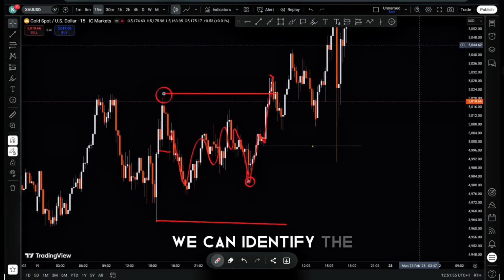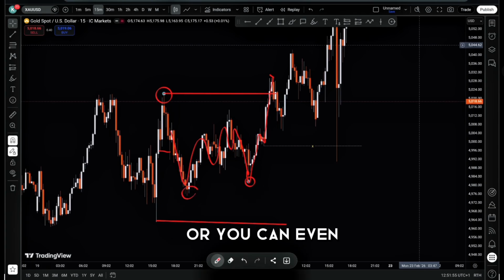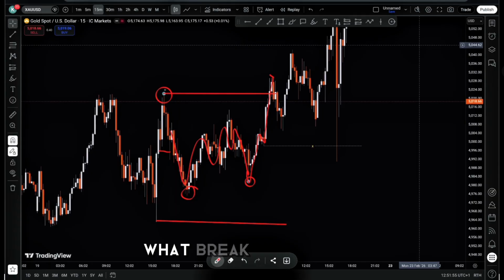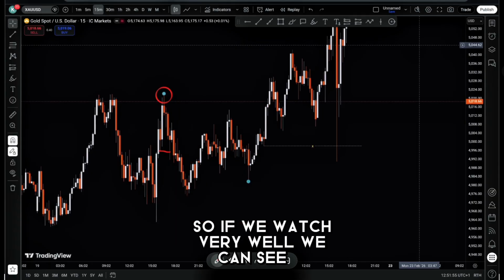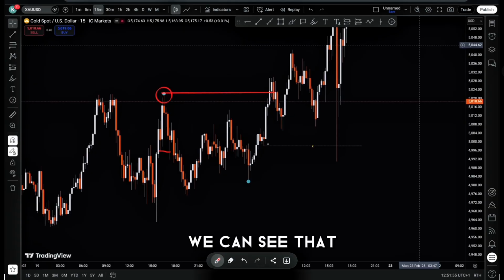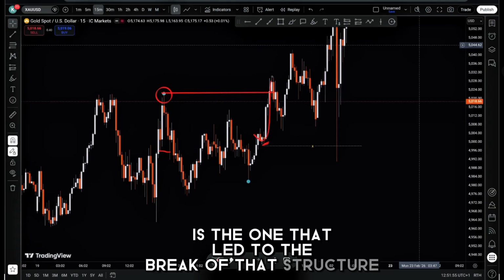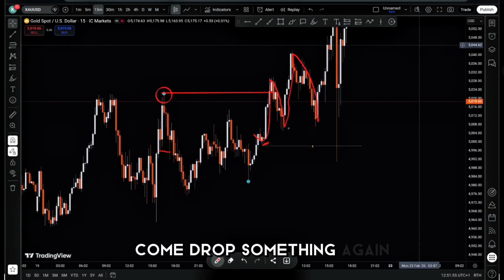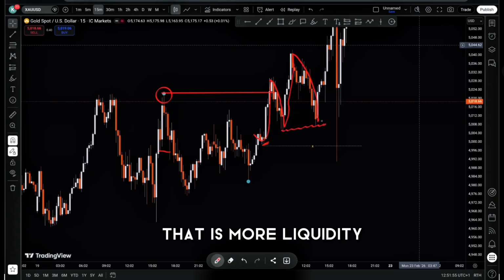So if it breaks it, we have the low here. We can identify the low here, or you can even take this low if you like. But normally what is our interest is the low that caused price to what? Break this high here. If we watch very well, we can see, if we draw this, that this low here is the one that led to the break of that structure. They will normally drop this, come drop something again. That is more liquidity feeding into the real level.